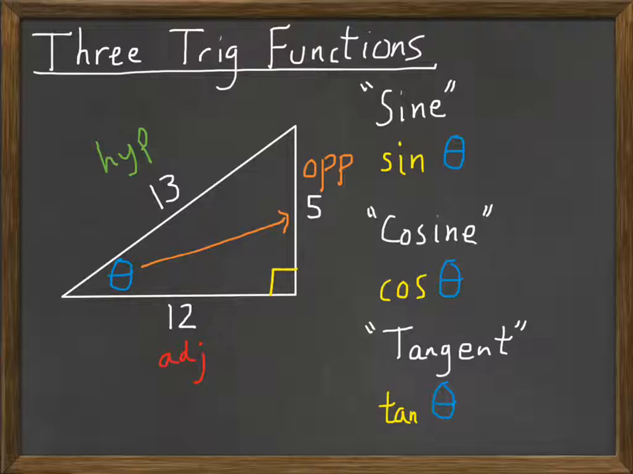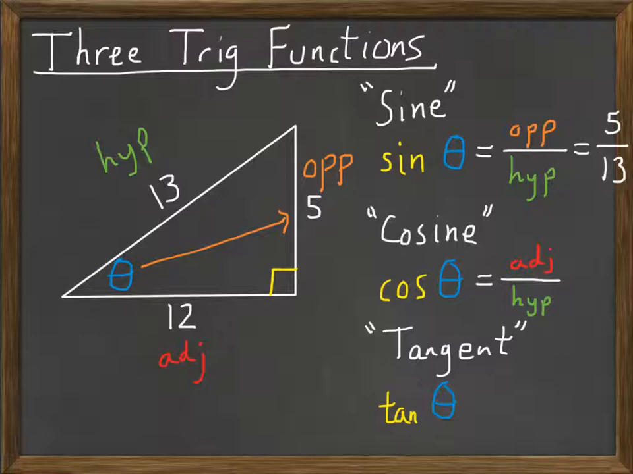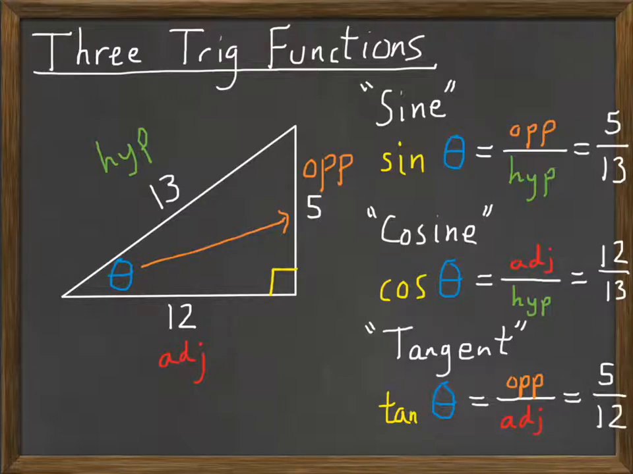Each one of them is defined as a specific fraction of the other sides, or a ratio is a better way to put it. So the sine is the ratio between the opposite and the hypotenuse. So sine of the angle is equal to the opposite divided by the hypotenuse. In this case, it would be 5 over 13. The cosine is defined as the adjacent over the hypotenuse. So for this triangle, it would be 12 over 13. The tangent is the ratio between the opposite and the adjacent, which in this case would be 5 over 12.